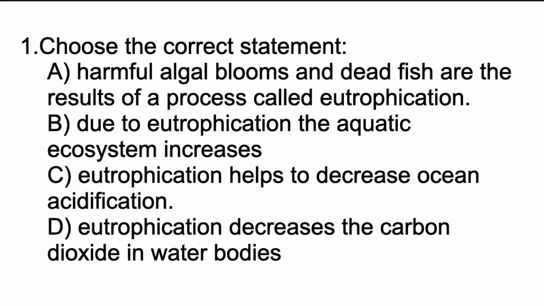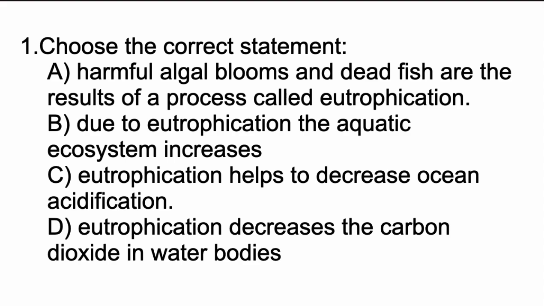So the first question is choose a correct statement. Option A, harmful algal blooms and dead fish are the results of the process of eutrophication. Option B, due to eutrophication the aquatic ecosystem increases. Option C, eutrophication helps to decrease ocean acidification. Option D, eutrophication decreases the carbon dioxide in water bodies.